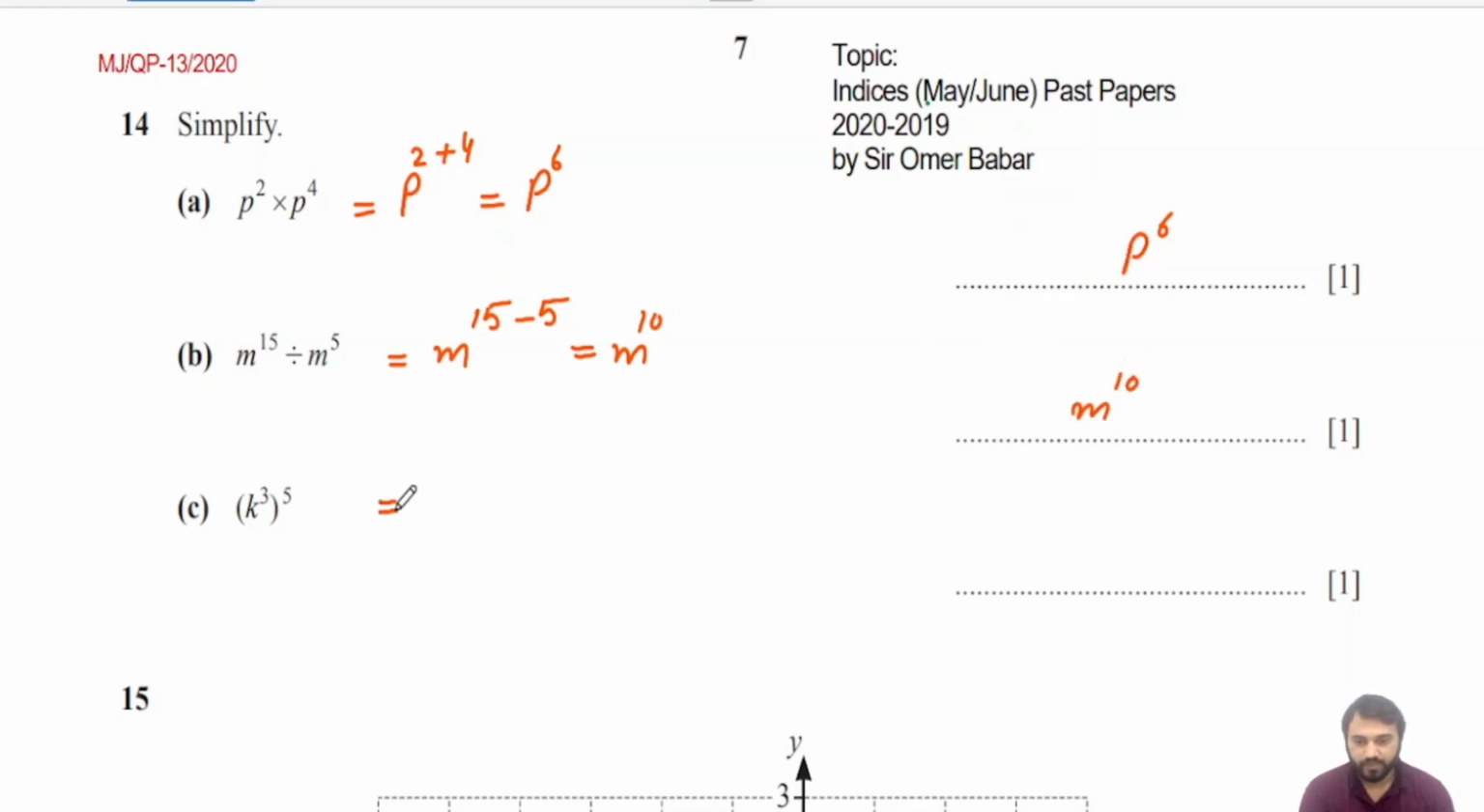The next one is our third rule of indices. We have a power of a power. We write the base and we multiply the powers. 3 into 5, that is equal to 15. So we have k raised to power 15. Okay, this is our question.